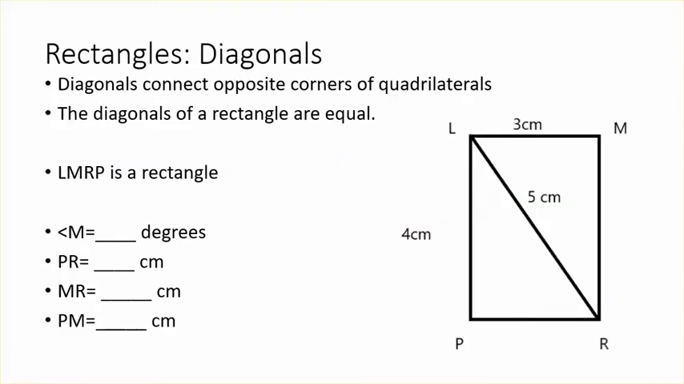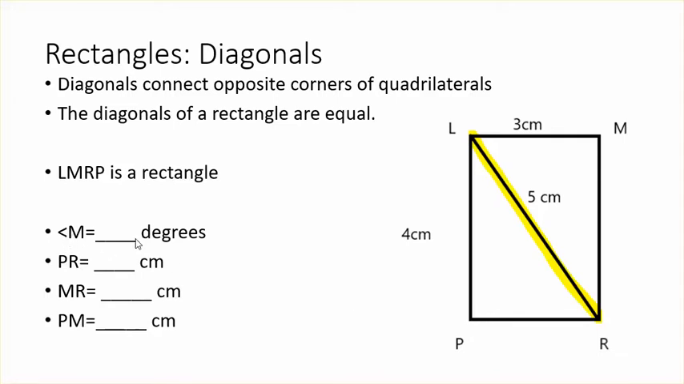Now let's learn about the diagonals of a rectangle. Diagonals connect opposite corners of quadrilaterals. So this line connecting corners L and R is a diagonal. There are two diagonals in a rectangle, and those will both be the same length. Our shape, LMRP, is a rectangle. Let's find some measurements.